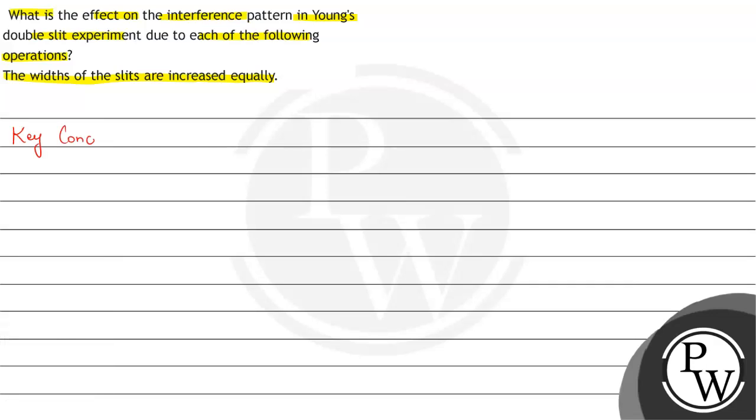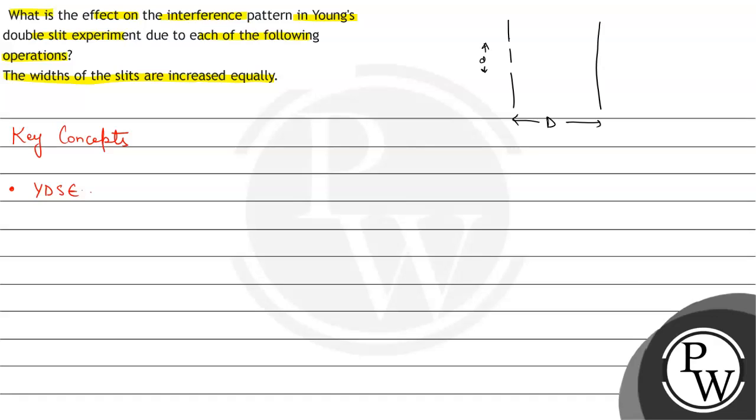The first key concept is Young's double slit experiment, also denoted by YDSE. What happens in Young's double slit experiment is that we put two slits of very small size against a screen at some distance, capital D, let's suppose, and the distance between the two slits is small d.